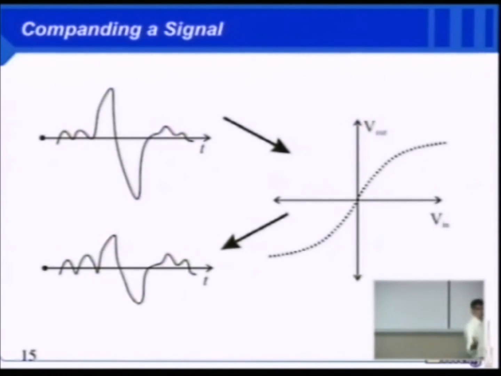And when I went to reconstruct the original analog signal, I would just have to reverse compand, right? I would have to take that analog signal and run it through a device that had the inverse characteristic that bent the signals the other way on the output, and I would reconstruct this signal. It's a very useful concept.